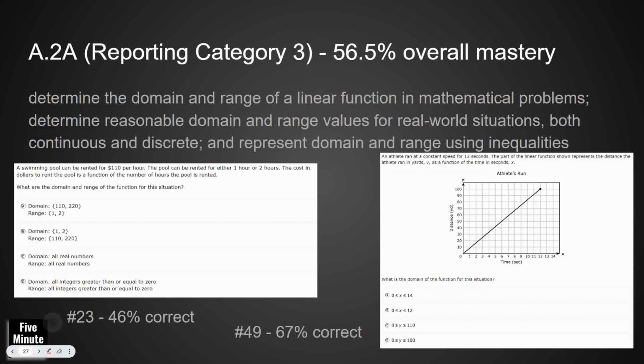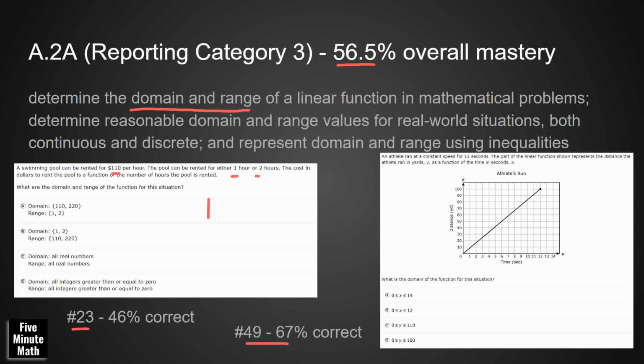8.2a is going to be our last standard that we're looking at here, 56.5% again, and we're determining domain and range. And so we struggled with number 23, didn't so much struggle with number 49. So this is a real world situation. And so a swimming pool can be rented for $110 per hour. The pool can be rented for either 1 or 2 hours.